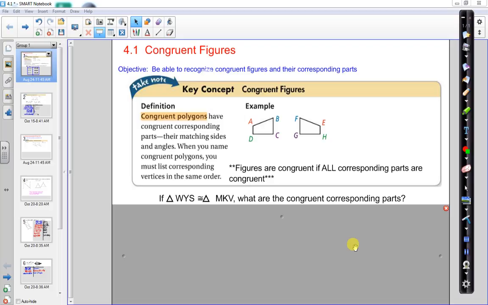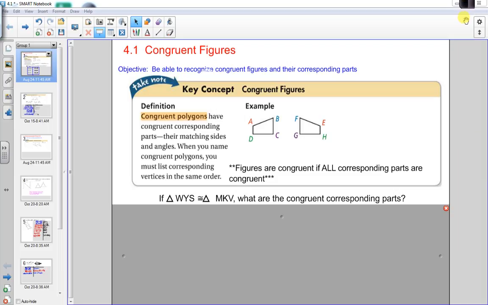Alright, well, welcome to Chapter 4. Today we're going to be doing two sections. The first section is very short, only a couple slides, and the second section takes up a good chunk of time. Alright, so the first section, we're talking about congruent figures, just congruent two-dimensional polygons, and we're going to be able to recognize congruent figures and their corresponding parts.